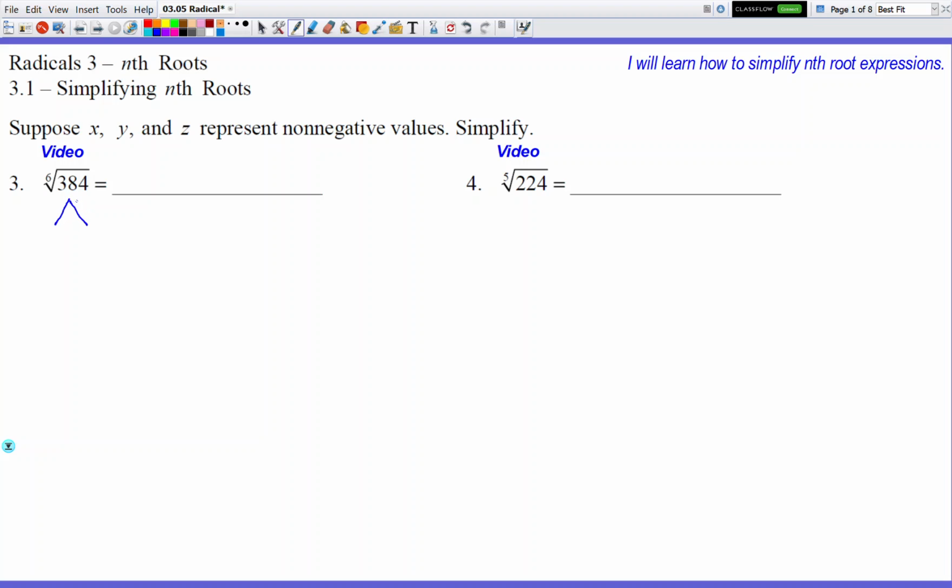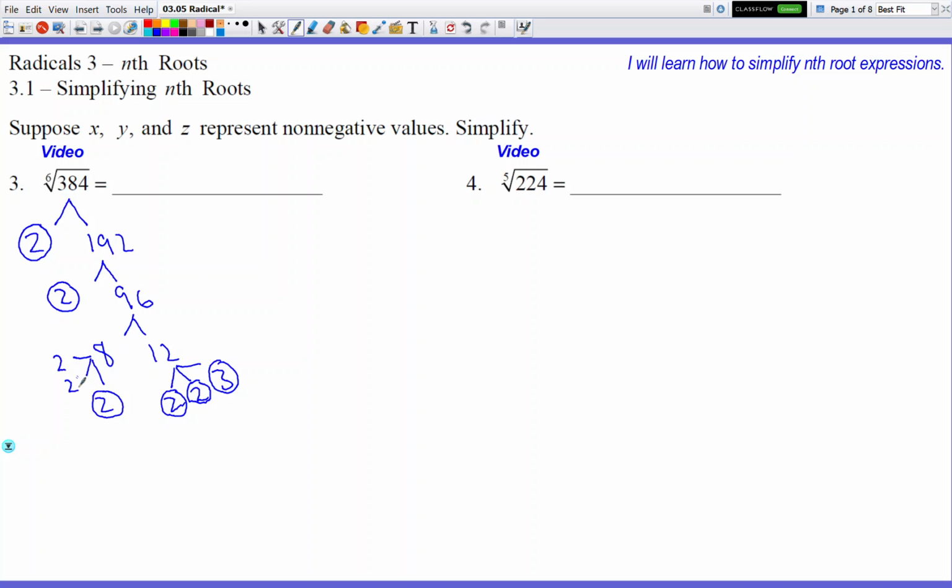And we're going to break it up into the smallest pieces possible. So 384 is known as 2 times 192. And I'm going to keep track of my prime numbers that cannot be broken up anymore. And 192, I'm going to break into 2 and 96. And 96, I'm going to break up into 8 and 12. And 8, we're going to call 2 times 2 times 2, and 12 we're going to call 2 times 2 times 3. And I'm going to circle all these numbers right here because they're all my prime numbers.